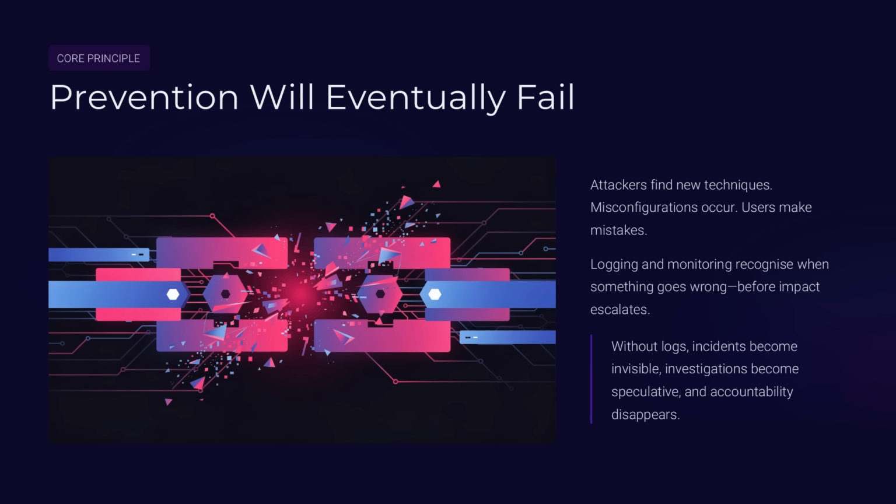The ISM starts from a realistic assumption: prevention will eventually fail. No matter how well you design systems, attackers will find new techniques, misconfigurations will occur, and users will make mistakes. Logging and monitoring are how government organizations recognize that something has gone wrong and respond before impact escalates.